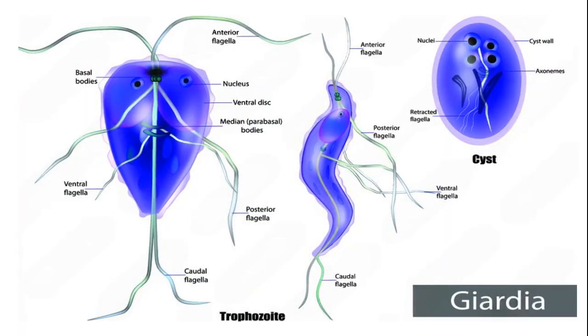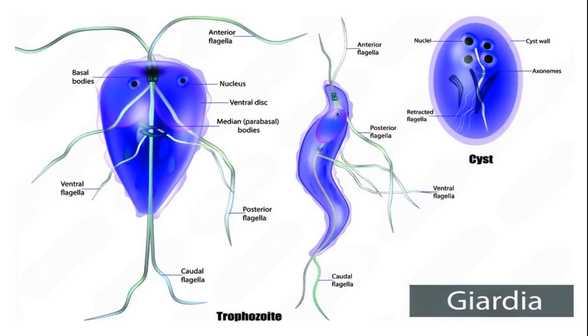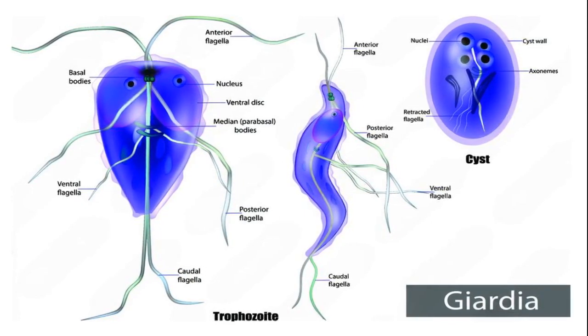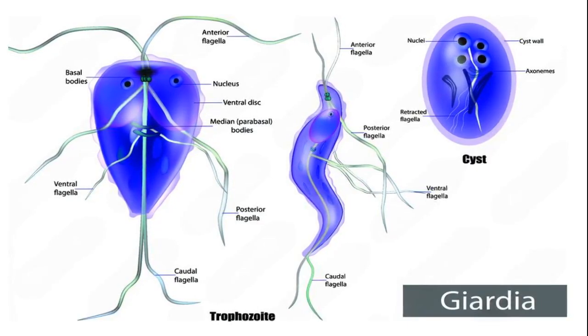Number 2. What does Giardia lamblia look like under a microscope? Under a microscope, Giardia lamblia has two distinct forms. One form is the cyst, which is oval-shaped, thick-walled, and infectious. It appears as a smooth, rounded structure.